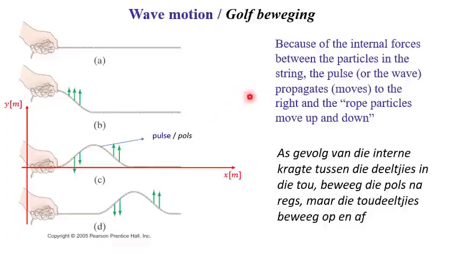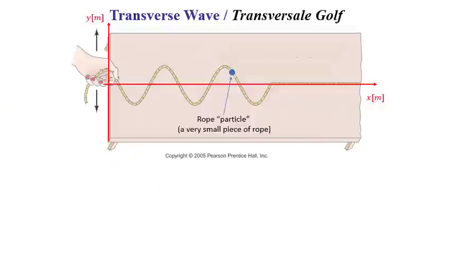Because of the internal forces between the particles in the string, the pulse moves to the right-hand side. So we can see this pulse over here moving to the right-hand side. But because of the forces between the rope particles, the way that those act out is for the rope particles simply to move up and then to move down. So once again, the wave is moving to the right.